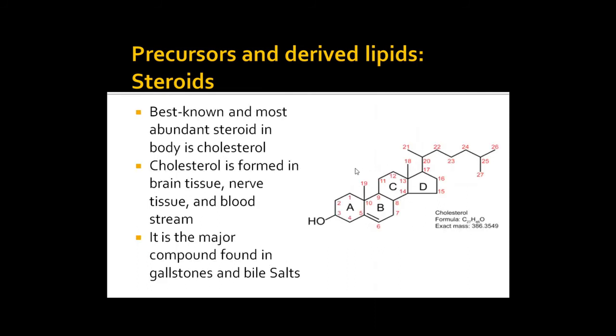The best known and most abundant steroid in body is cholesterol. Cholesterol is formed in brain tissue, nerve tissue, and bloodstream. It is the major compound found in gallstones and bile salts. And here is the structure of cholesterol. In addition to the 4-ring structure, there is an elongated side chain at carbon 17. And total carbons in the cholesterol are 27.